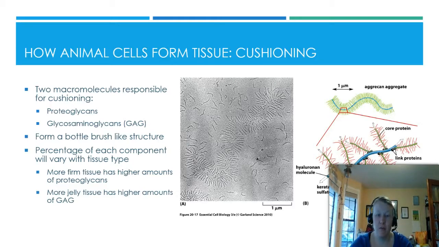The more firm we need the tissue to be, the more proteoglycans there are going to be, because that's the protein component. If we want it to be more jelly-like, like your eyeball for instance, your tissue is going to have a higher amount of GAG in it. And this is a careful balance, and it once again goes back to the specific nature of each tissue.